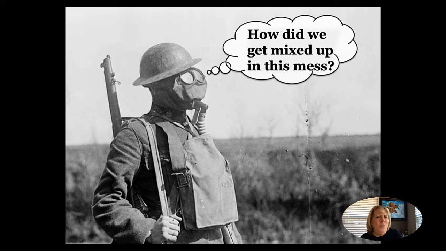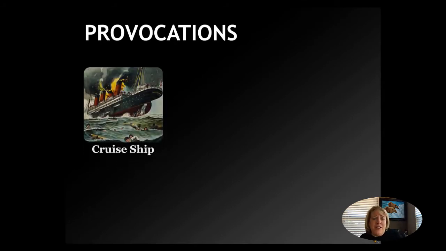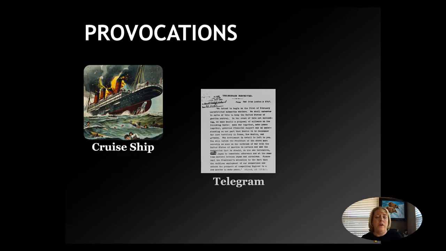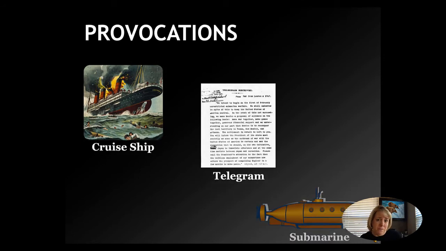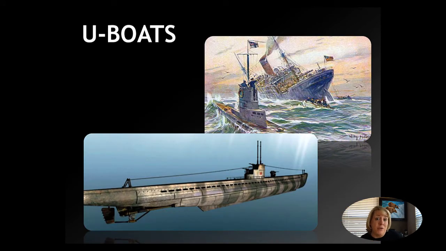So how did we get involved when you have a president who's pushing for neutrality and yet a people who's pushing for involvement? Well, it's going to take some pretty big provocations to get us over there. The provocations that are going to lead the United States to get involved in World War I are going to include a cruise ship, a telegram, and a whole bunch of German submarines. So let's talk about each one of these.